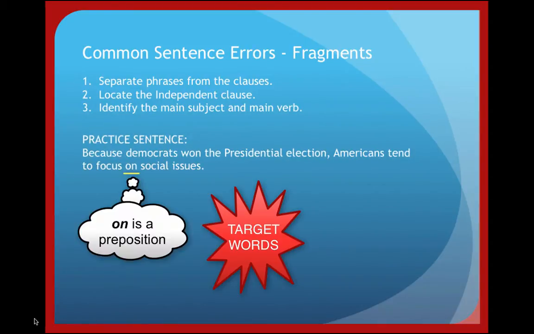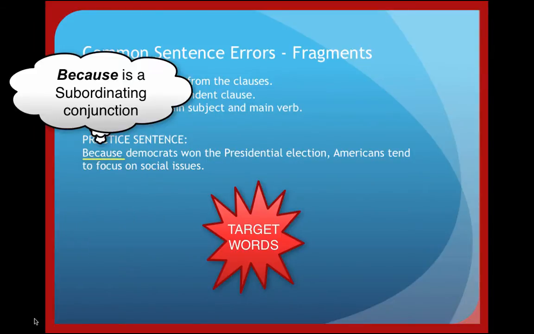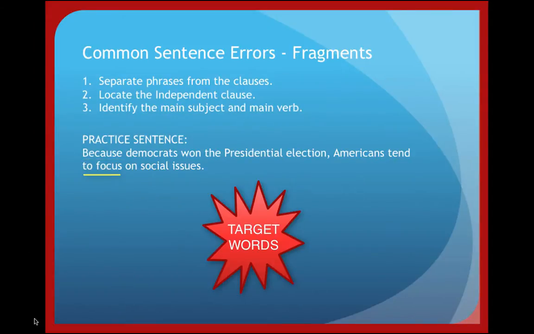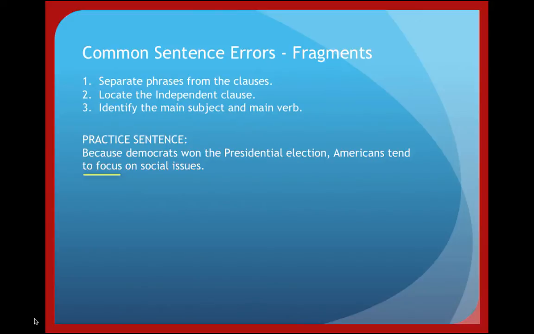One method is to locate target words in the sentence, such as prepositions, subordinating conjunctions, and infinitive verbs, because they usually start a phrase or a clause. Target words will help students recognize sentence parts and types. After separating phrases from clauses, the student can analyze the independent clause and make corrections if needed.